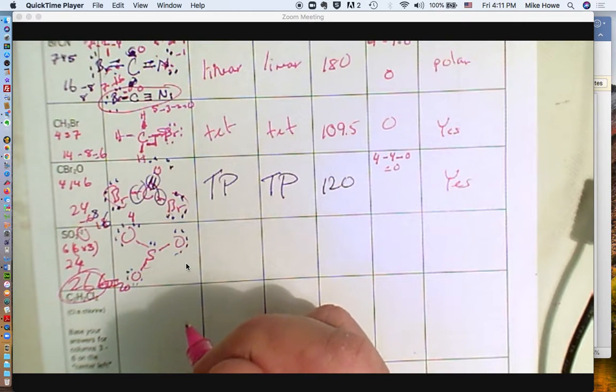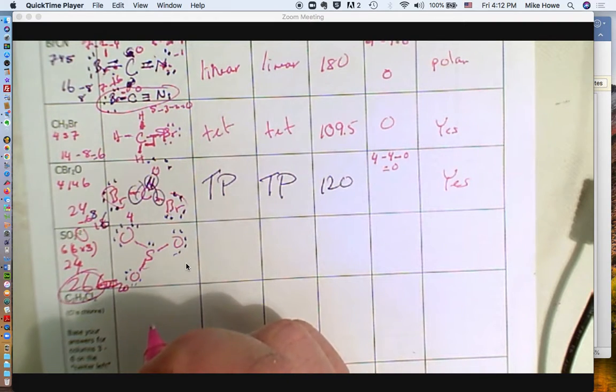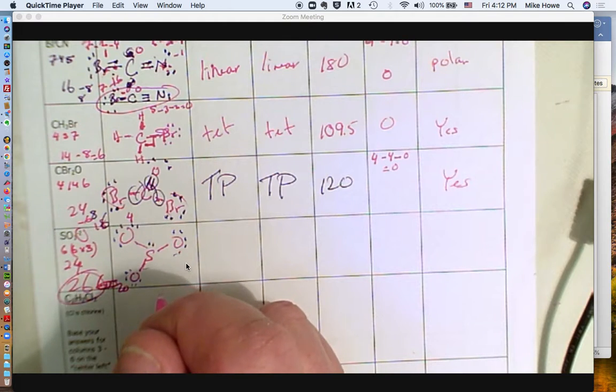If you look this up on the internet, you may find it with double bonds, because if you add a double bond, you can minimize the formal charge, but we're not going to worry about that. So we would say that is the picture.